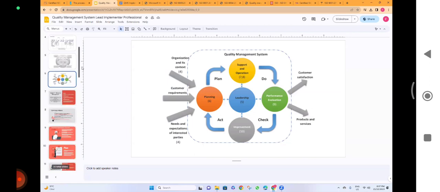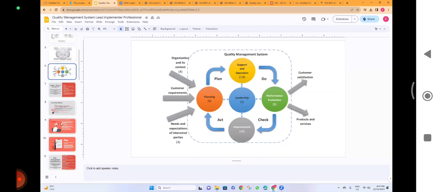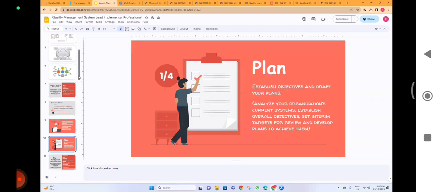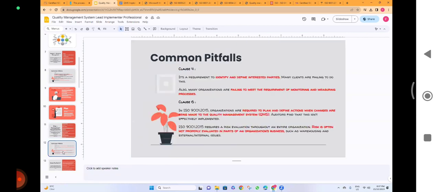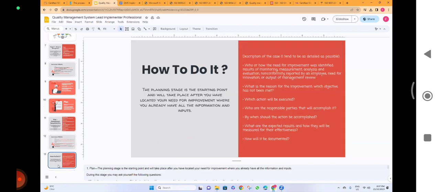After that, at each stage, I'm going to show you what to do, okay? So let's say we're in the planning stage. I'm going to explain the ISO 9001 requirements. What are the goal-setting requirements in that particular stage? And then I'm also going to show you the common pitfalls. These are basically the mistakes that you have to avoid. And I'm going to explain how to do it.